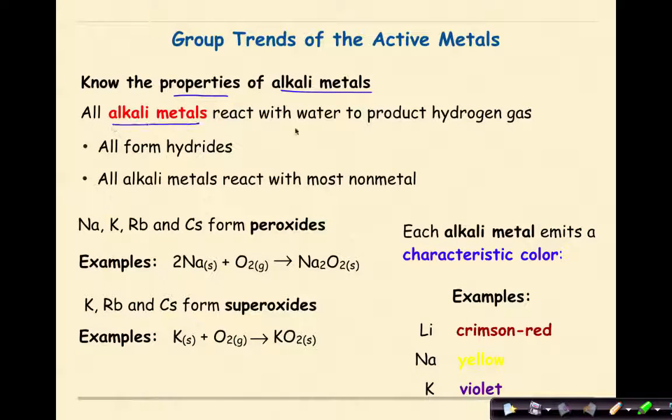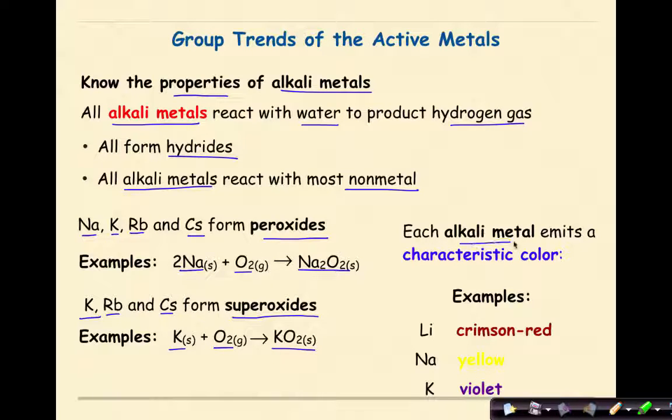All alkali metals react with water to produce hydrogen gas. They will all form hydrides, and all alkali metals react with most nonmetals. Sodium, potassium, rubidium, and cesium will form peroxides. An example of this is sodium metal reacting with oxygen to form sodium peroxide. Potassium, rubidium, and cesium will form superoxides. So this example shows potassium reacting with oxygen to form potassium superoxide.